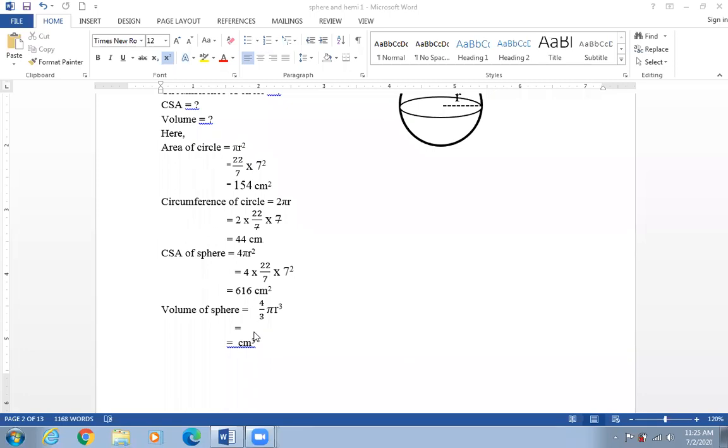616 centimeters square, square centimeter. Okay. So 616 square centimeter is the value of CSA. Now let us find the value of volume also. Volume of sphere. What is the formula of volume of sphere? 4 by 3 pi r cube.